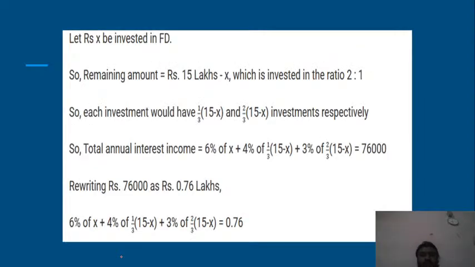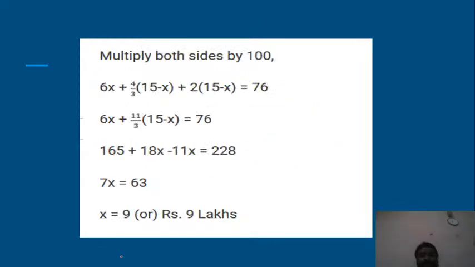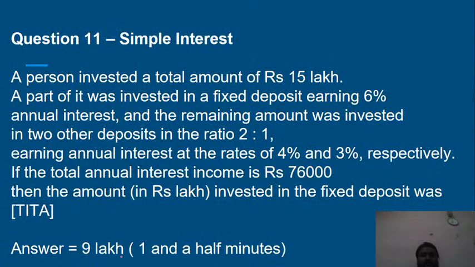So the statement is, let rupees x be invested in fixed deposit. The remaining amount is rupees 15 lakhs minus x, which is invested in the ratio of 2 is to 1. So the investments are 1 by 3 into 15 minus x and 2 by 3 into 15 minus x respectively. Then it becomes 6% of x plus 4% of 1 by 3 into 15 minus x plus 3% of 2 by 3 into 15 minus x is equal to 76,000, which is 0.76 lakhs. Then you solve it for x and you get x is equal to 9 lakhs.